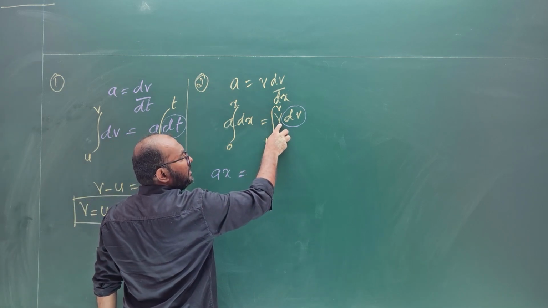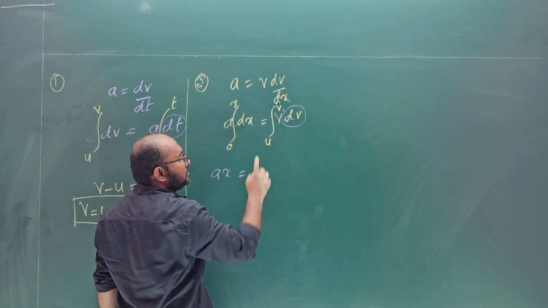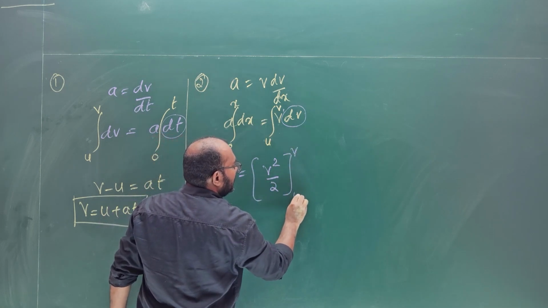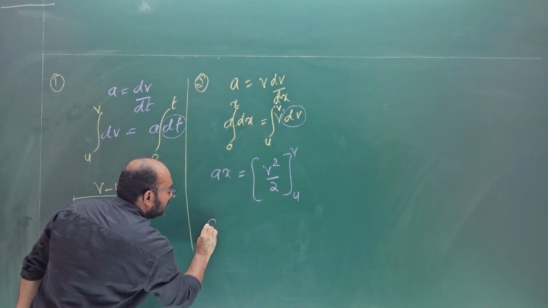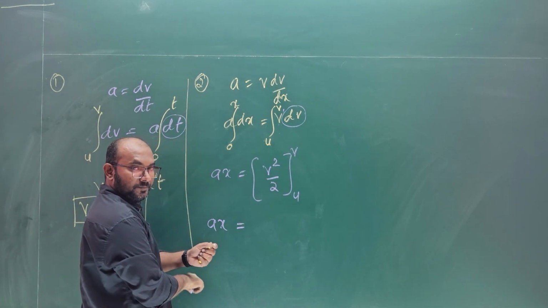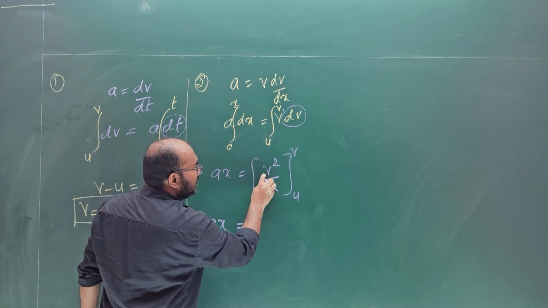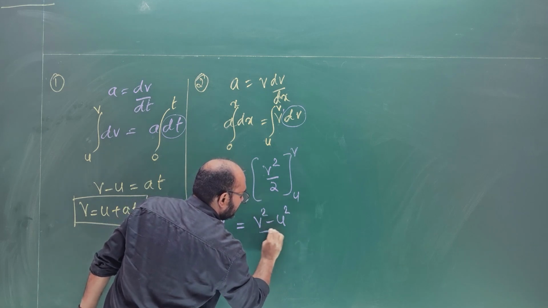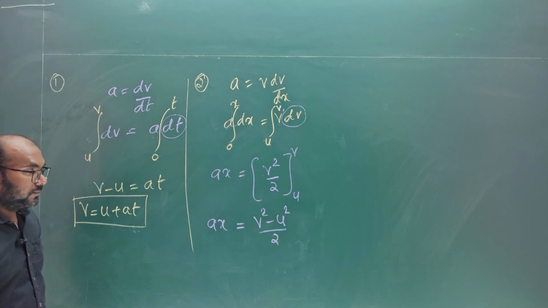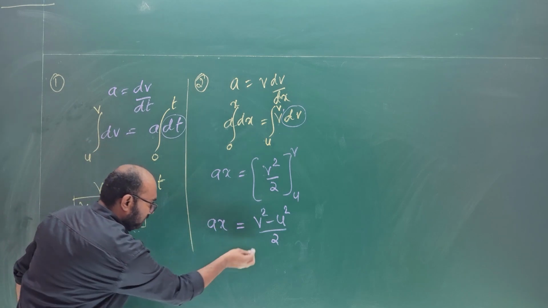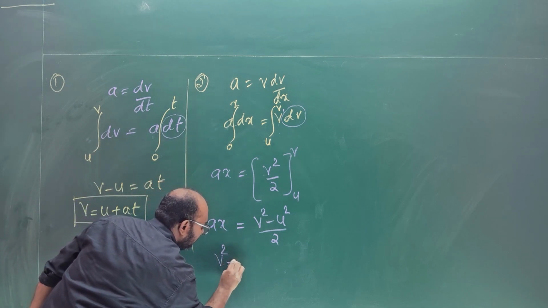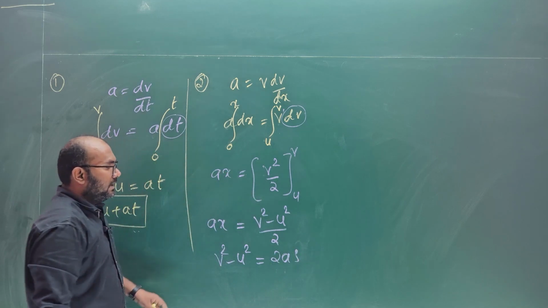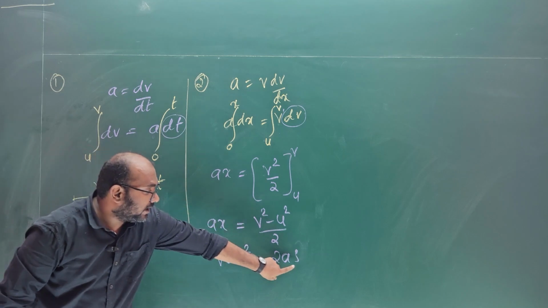Similarly, integration of v is nothing but having a power 1, so v square by 2. And the upper limit is v, lower limit is what? U. ax is equals to, can I write v square minus u square by 2? Can I? Okay, upper limit minus lower limit by 2. Or this can also be written as v square minus u square, which is equals to 2as. Instead of x, I am writing s now.